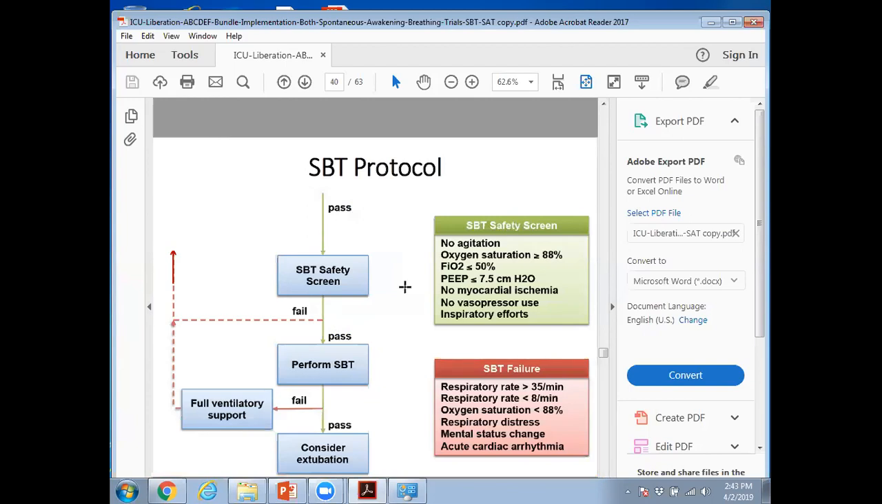Spontaneous breathing trial. So this is an example of a spontaneous breathing trial. You assess the patient: he has no agitation, saturation is good, FiO2 is low, PEEP is low, he's not on pressors, and he looks comfortable on the ventilator. Then you put him on a pressure support trial, and if he does okay, then consider extubation. If he fails because he became tachypneic or bradypneic or hypoxemic, or looks distressed, or has mental status changes, then you abort the spontaneous breathing trial.